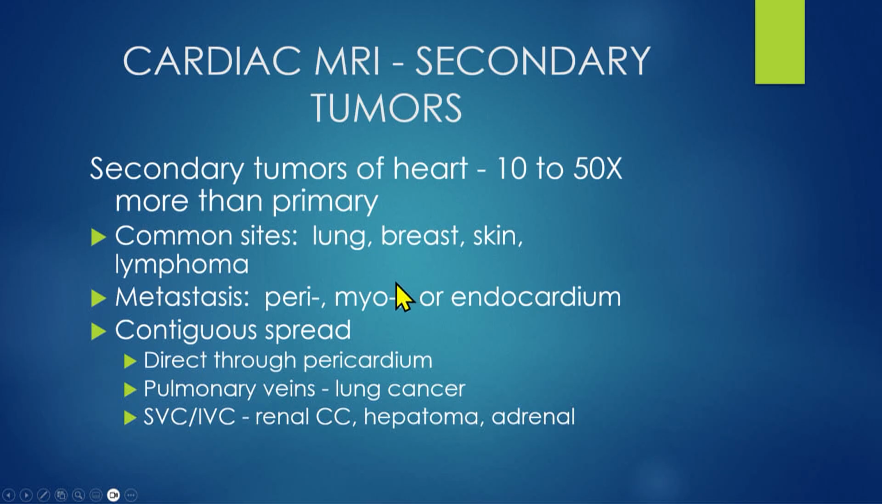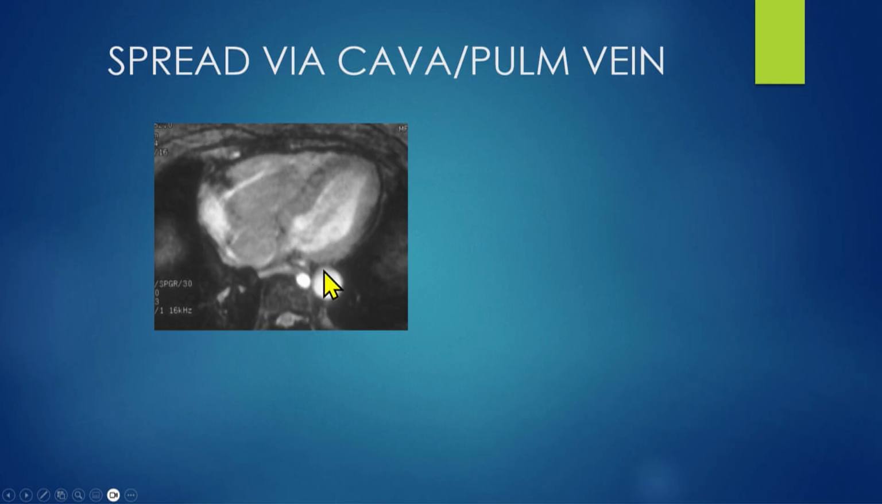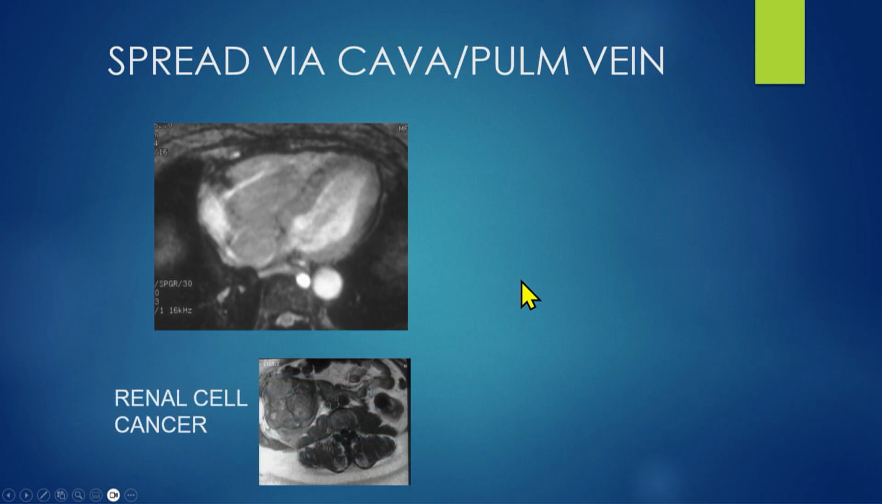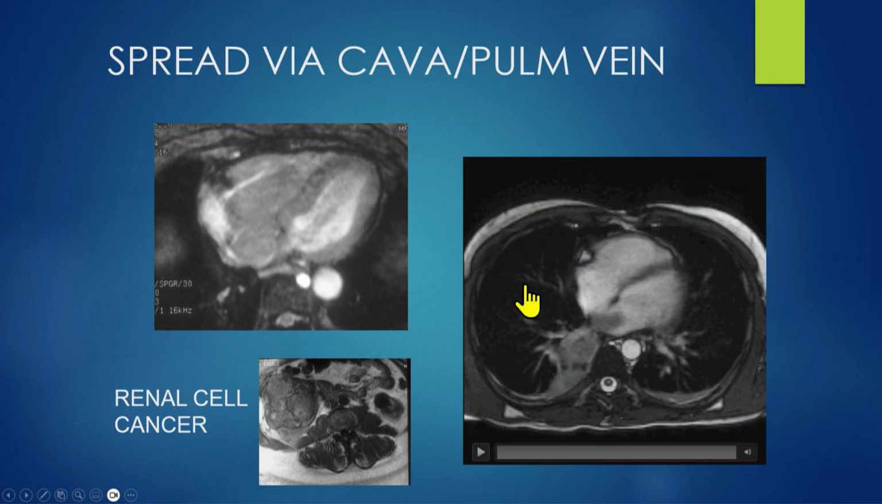And then you can see secondary tumors. On autopsy, secondary tumors are much more common than primary tumors. We do not see them that often on imaging, however. But sometimes what we do see is this so-called contiguous spread. And so in this case, for example, you can see there's tumor or filling defect in the right atrium going to the right ventricle. And this was actually a renal cell carcinoma that had crept up the IVC. And so MRI is very good for this.